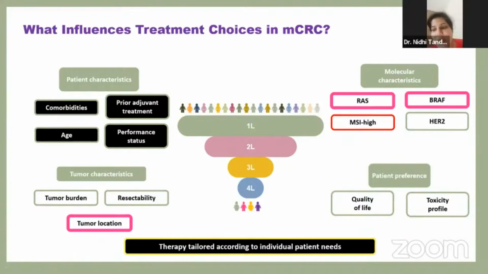Right-sided tumors usually appear to do worse than left-sided ones, and they are more commonly found to have mutations of RAS and BRAF. And of course, we prefer to use EGFR targeted therapy in left-sided tumors.